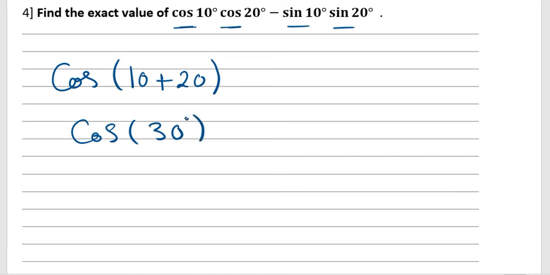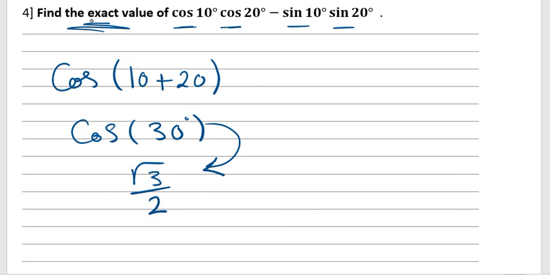So the first difference in this form from the last question is angles are given as numbers. The second difference is he said find the exact value. So after simplifying, we have to calculate the value of this function. Cosine 30 equal root 3 over 2.